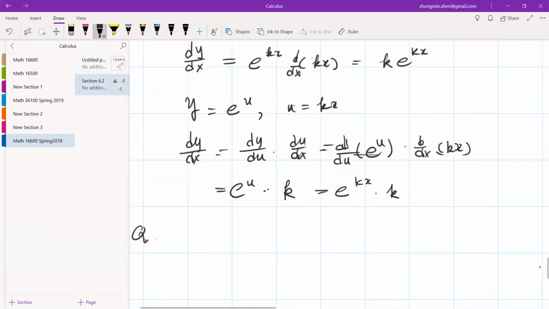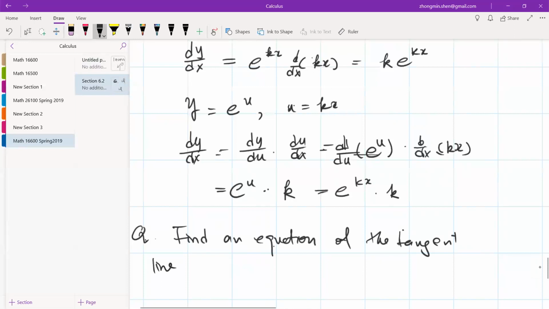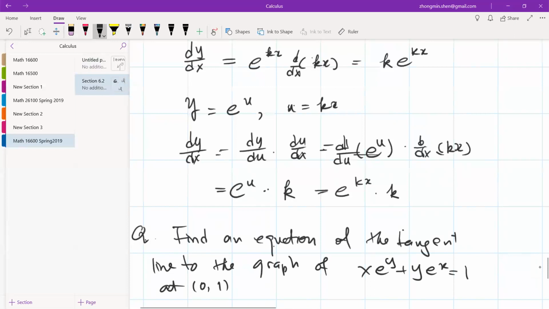Let's find the equation of the tangent line to the graph of the function, and to the graph of this equation here, x e to the y plus y e to the x equals 1, and this is going to be the point (0, 1).